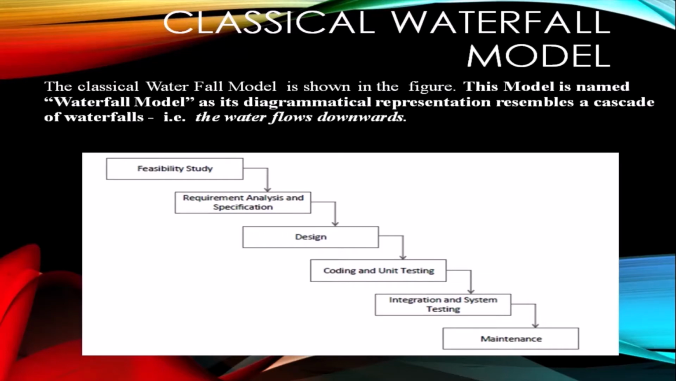The classical waterfall model is also called the linear sequential model, and it is named the waterfall model as its diagrammatic representation resembles a cascade of waterfalls. It means the water flows downwards.